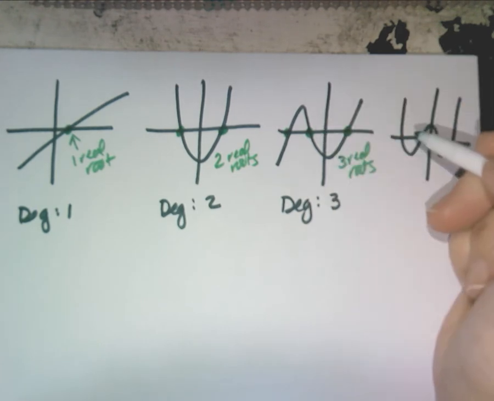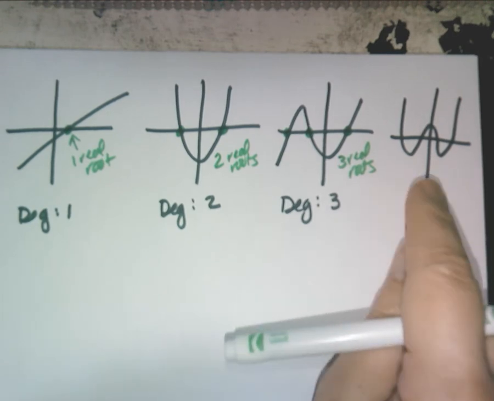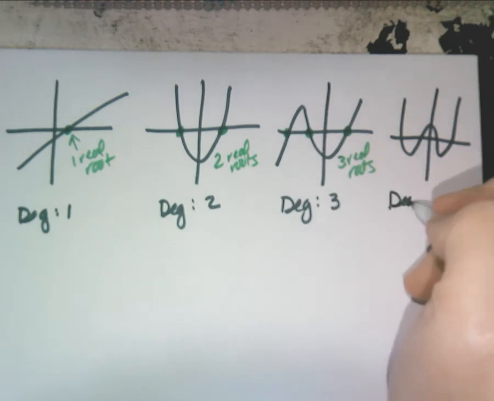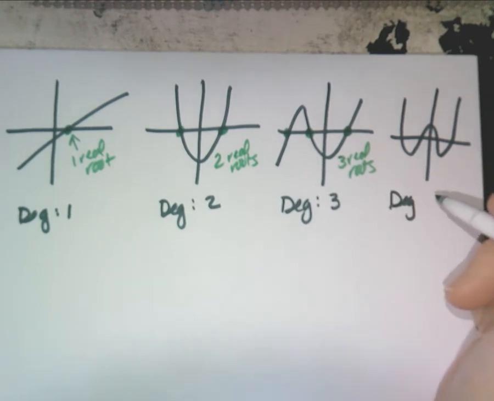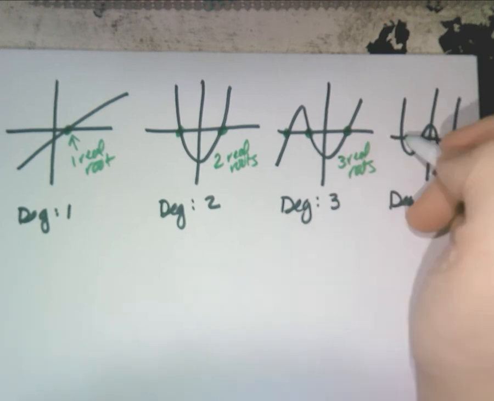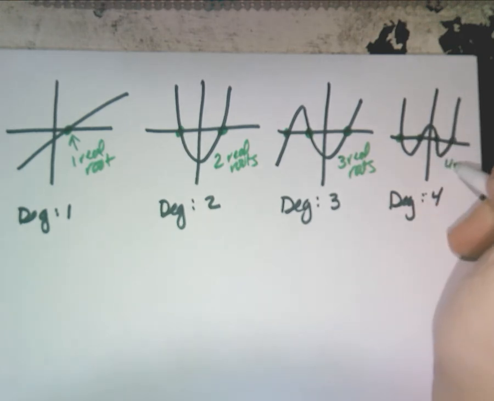Last but not least, this is going to be new for you if you haven't seen it before. This is a degree 4 polynomial. Degree 4s make m's and w's. That's what they make. Look for a w or look for an m. This is a w right here. And it's crossing 1, 2, 3, 4. 4 real roots.